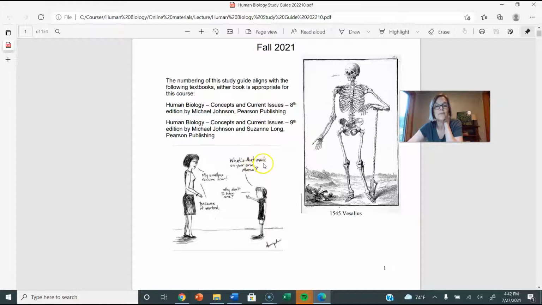I love this. What's that mark on your arm, Mama? My smallpox vaccine. In fact, I'm old enough, I have one too. And the kid says, why don't I have one? And the mom says, because it worked.